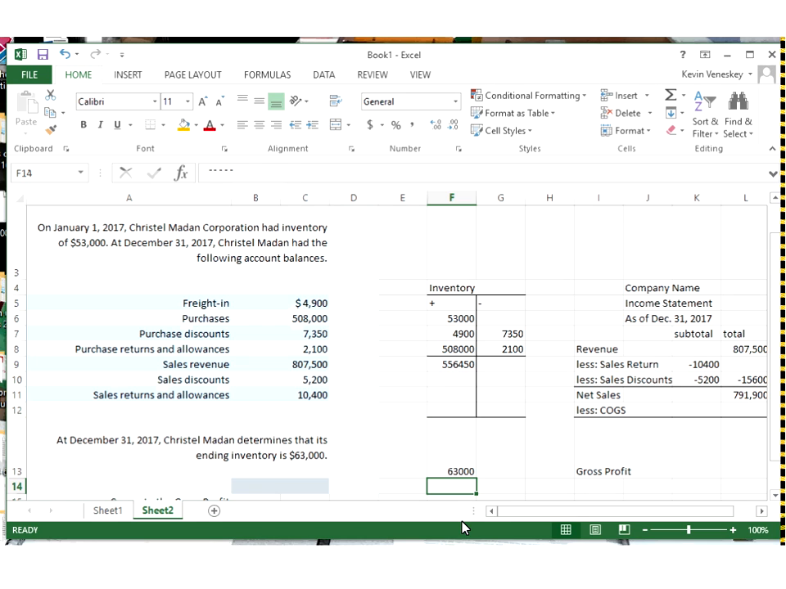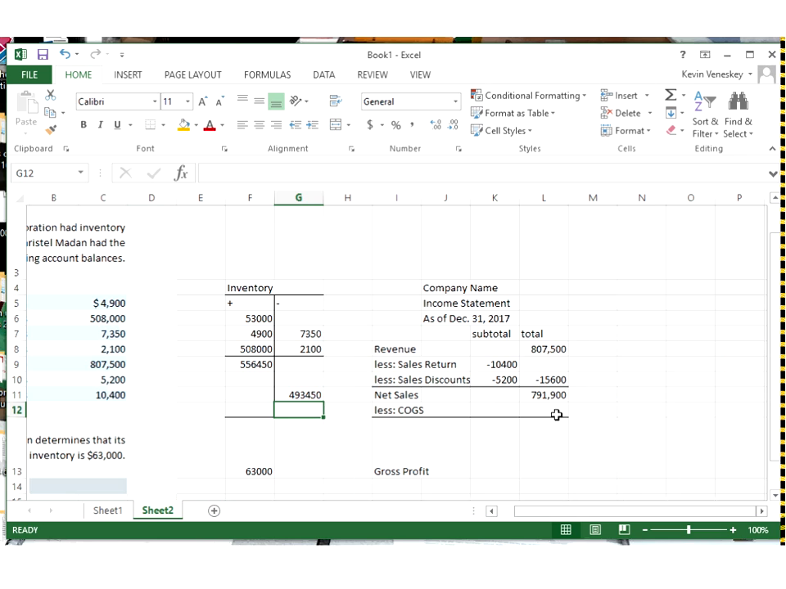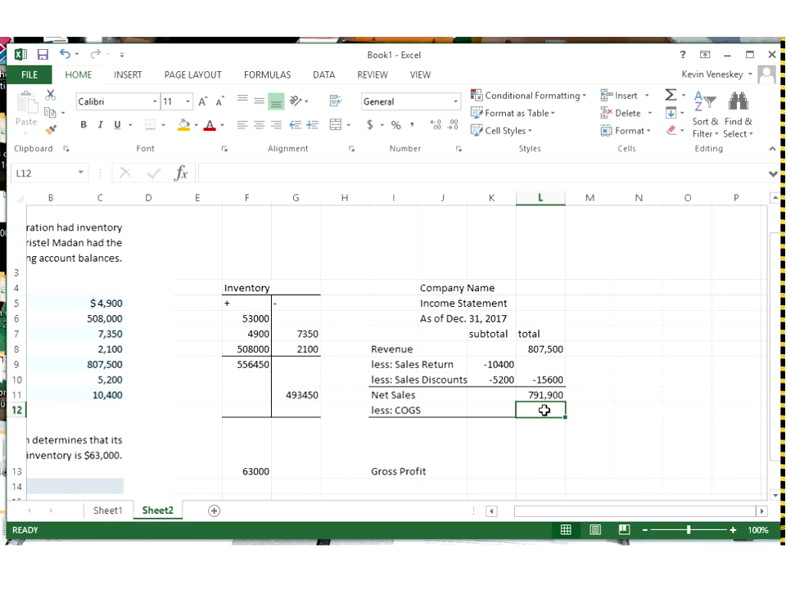So something happened to get me from $556,450 down to $63,000, and that something happened to be the sale. I sold stuff that was then put in as part of cost of goods sold. So all I've got to do is take the difference between the $556,450 and the $63,000, and that's going to tell me how much stuff I've sold, and is my cost of goods sold number.